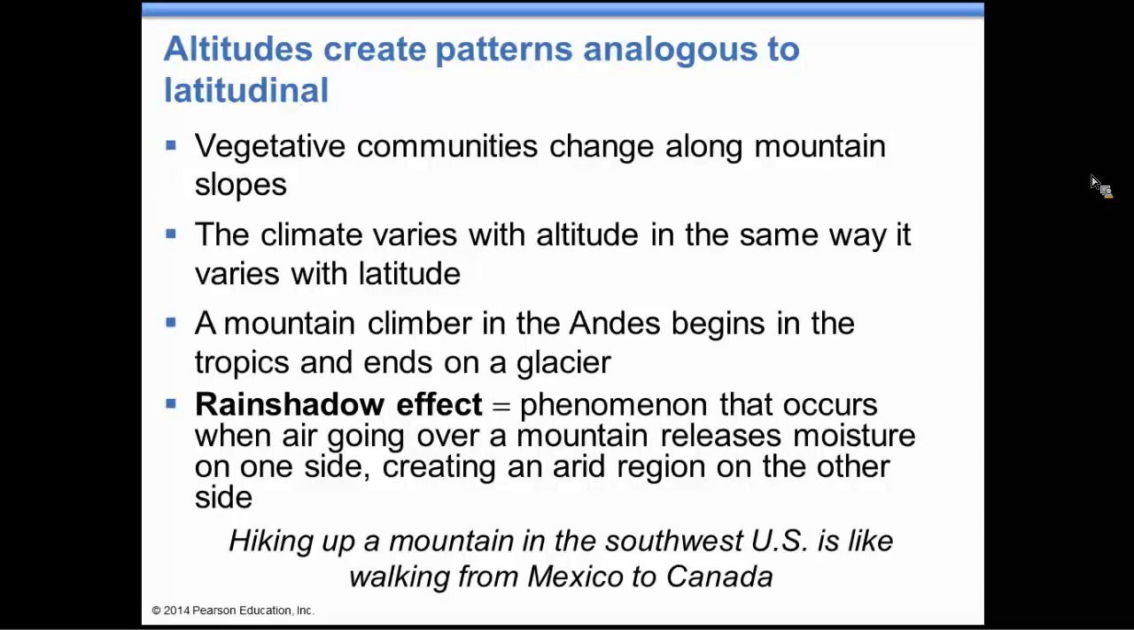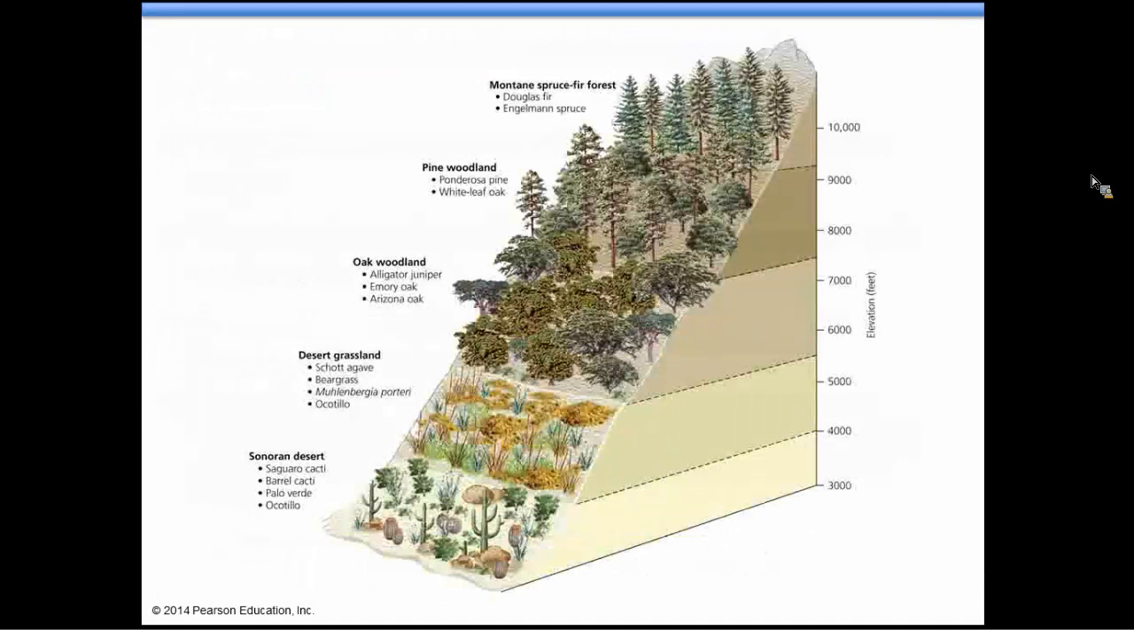Moreover, mountains can alter local climate in other ways too, such as through the rain shadow effect, and this is when moisture-laden air ascends up a steep slope. It releases precipitation as it cools, but by the time it flows over the top of the mountain down the other side, it becomes very dry, creating a relatively arid region in the rain shadow. And here's just all the different communities you get as you increase in elevation. So the temperature is just getting colder as it goes up, which changes the community of species present.